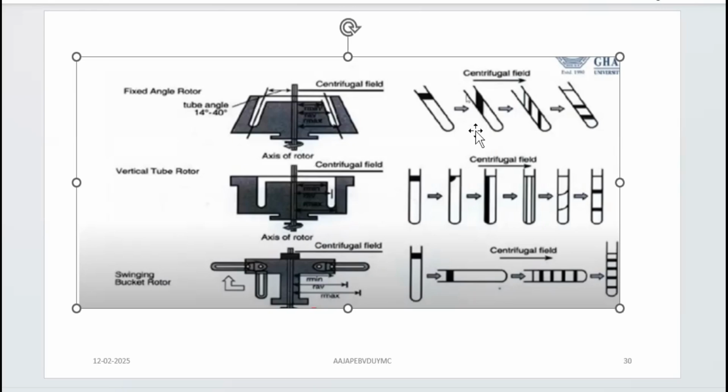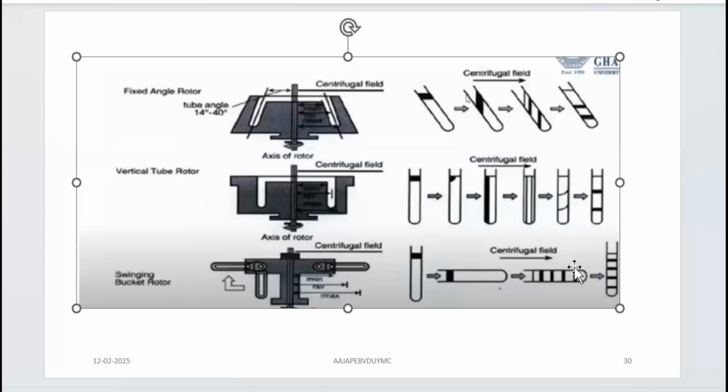So can you compare the orientation of these particles, which is indicated by lines? See the direction of lines in the first, that is fixed angle rotors. See the direction of lines which represents reorientation of the particle in the vertical tube rotor, right? They are parallel to the centrifugal field, but they are perpendicular to the central shaft, right? Now second, and this is the third, is the swinging bucket.